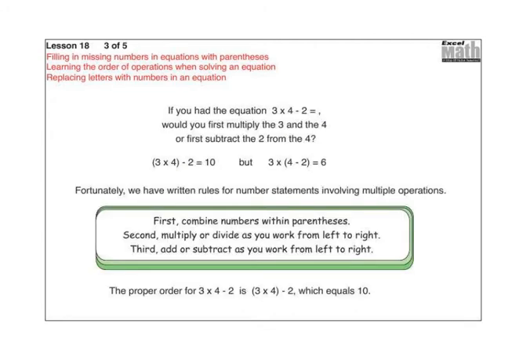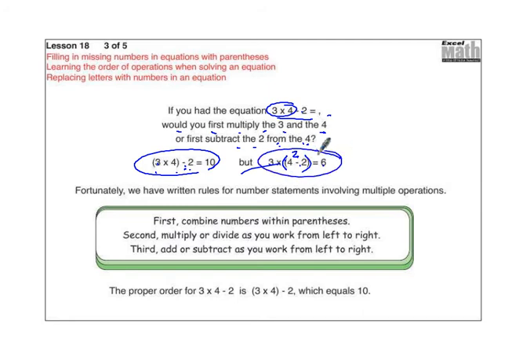All right, if you had the equation 3 times 4 minus 2 equals, you would first multiply the 3 and the 4, and then subtract the 2 from the 4. 3 times 4 minus 2 is equal to 10. 12 minus 2 is 10. Okay, you're going to do that first. But if you did 4 minus 2, which is 2, 3 times 2 is 6, that does not come out right.